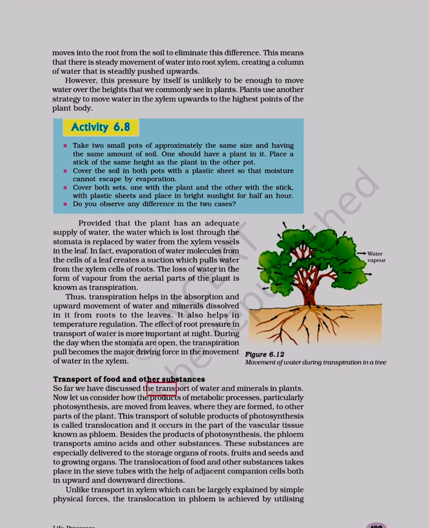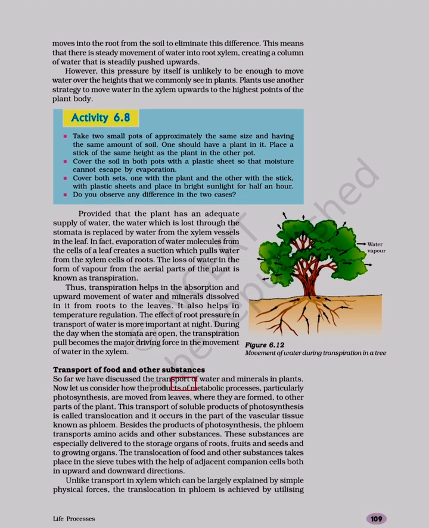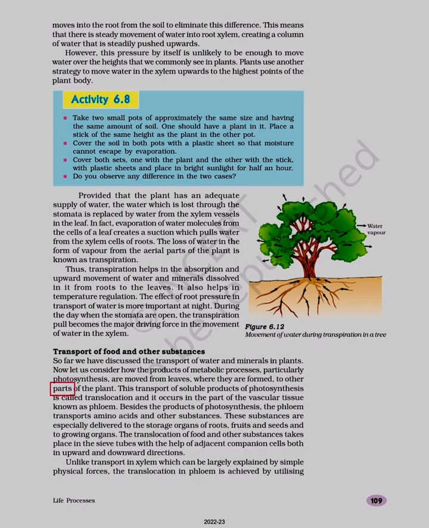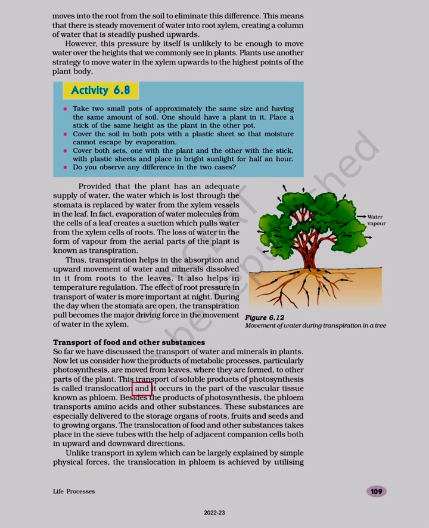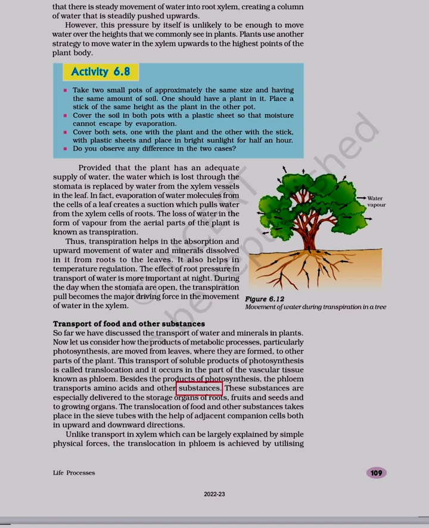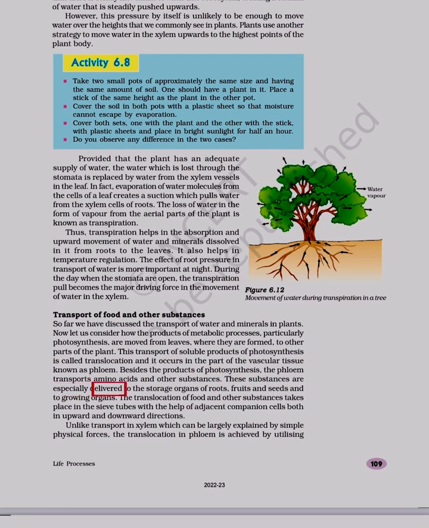So far we have discussed the transport of water and minerals in plants. Now let us consider how the products of metabolic processes, particularly photosynthesis, are moved from leaves, where they are formed, to other parts of the plant. This transport of soluble products of photosynthesis is called translocation and it occurs in the part of the vascular tissue known as phloem. Besides the products of photosynthesis, the phloem transports amino acids and other substances. These substances are especially delivered to the storage organs of roots, fruits and seeds and to growing organs.